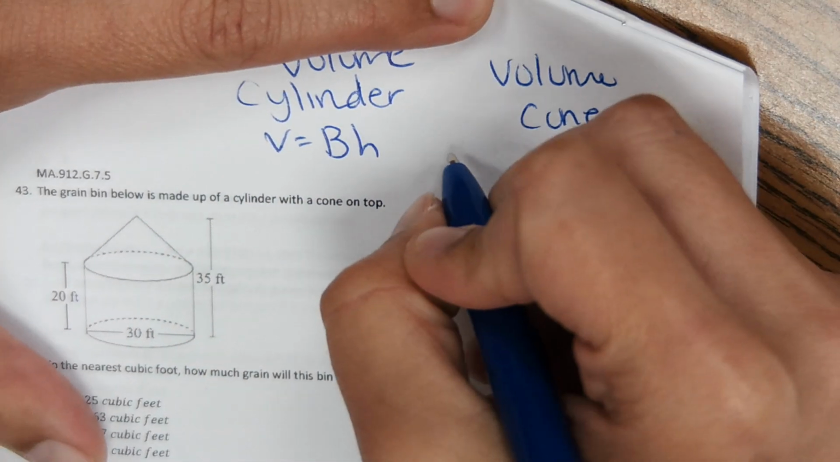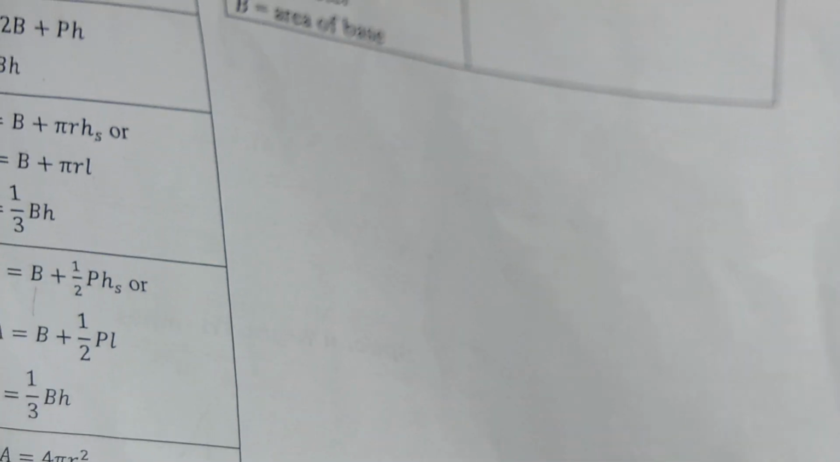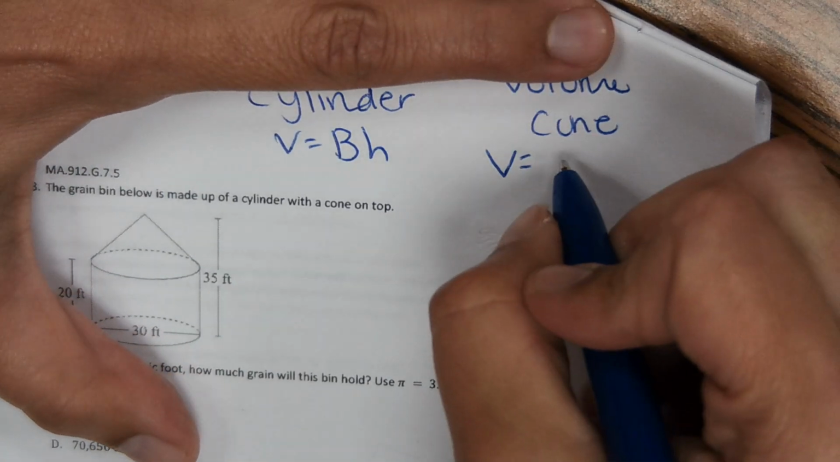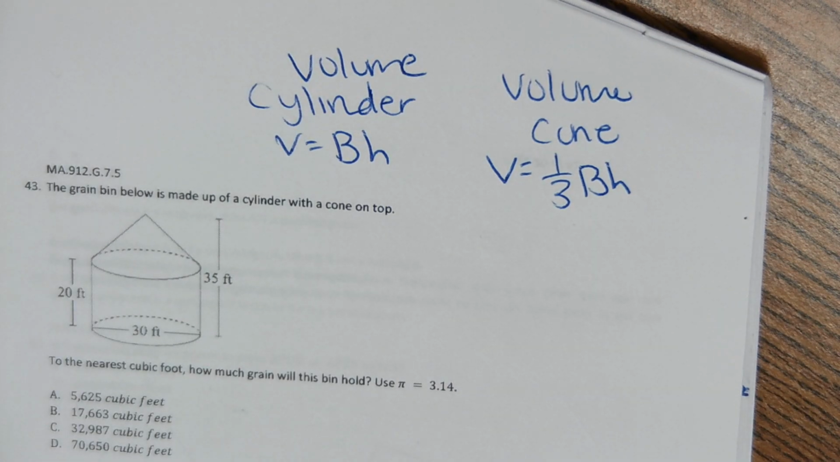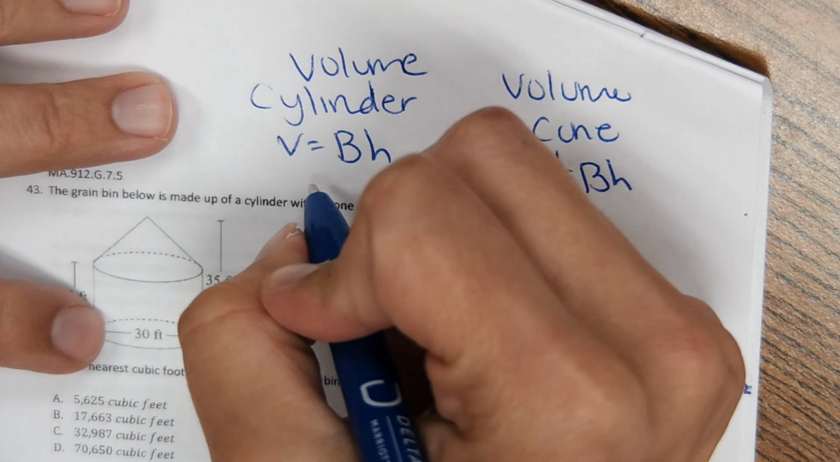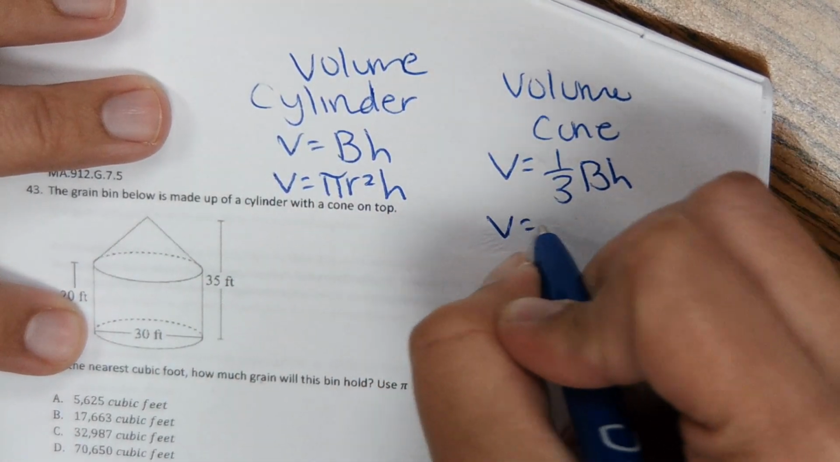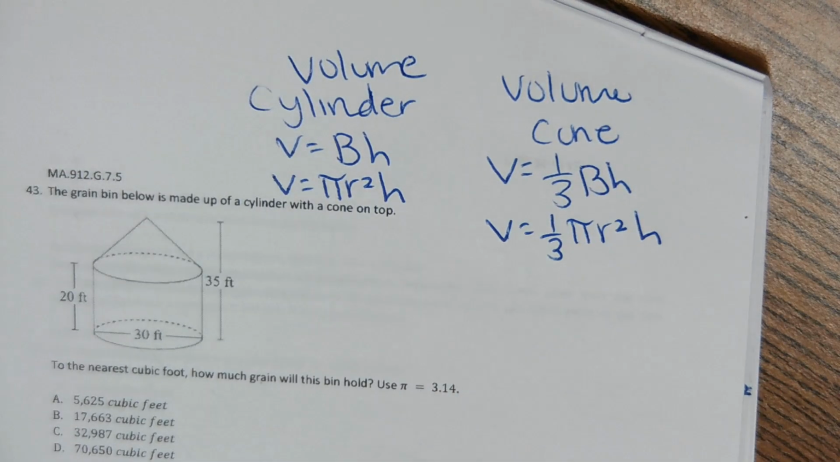And then volume of the cone, again, reference sheet, 1/3 area of the base times the height. The base is a circle, so area of a circle is pi r squared times the height, and then for the cone, 1/3 pi r squared for area of the base times the height.